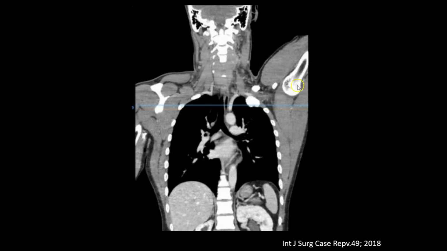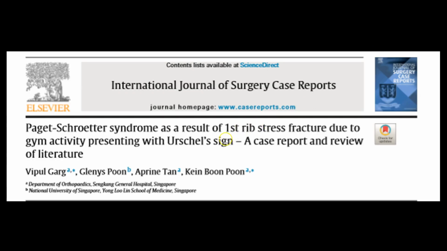So in this case, this is a rib stress fracture secondary to weightlifting resulting in vascular thoracic outlet syndrome, otherwise known as Paget-Schroeder syndrome, also with Urschel's sign on clinical exam. I thought this would be an interesting way to start our discussion of rib stress fracture.